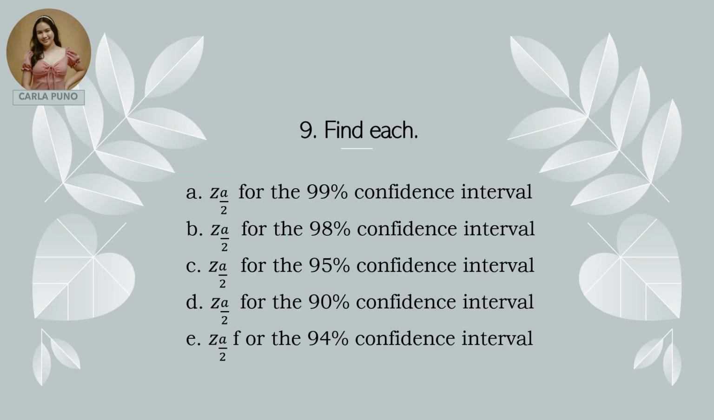Our given, find each. We have A, B, C, D, and E. We need to find Z sub alpha divided by 2 for the 99% confidence interval, for the 98% confidence interval, for the 95%, for the 90%, and for the 94%.